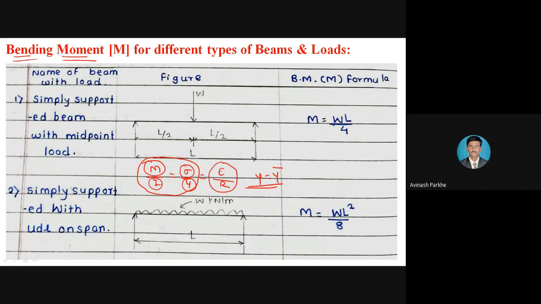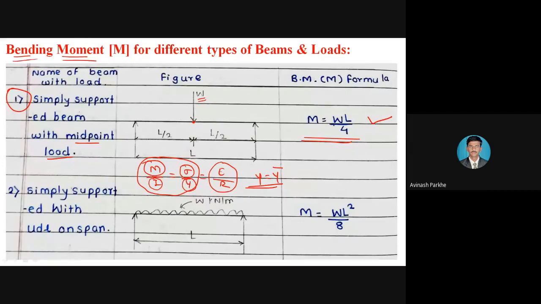So case number 1: simply supported beam with midpoint load. A simply supported beam with W amount of load applied at the center point. If this standard case is given, we have to calculate the bending moment by using the formula capital M is equal to WL divided by 4. Please take this formula also in your notebook. This formula should be at the tip of your tongue, then only can we solve these numericals.